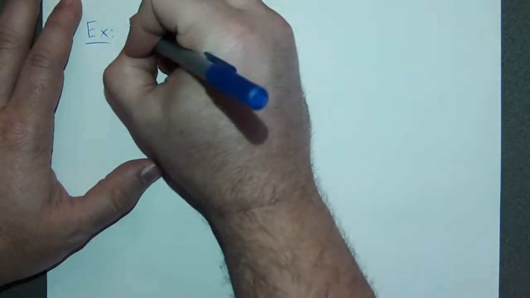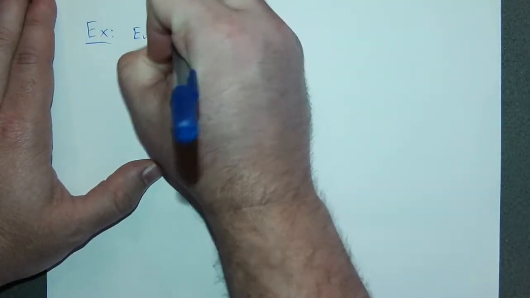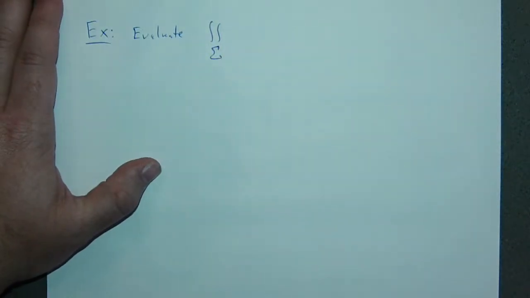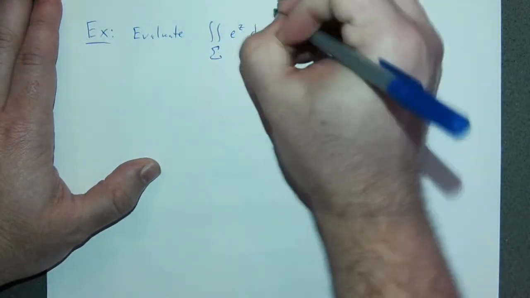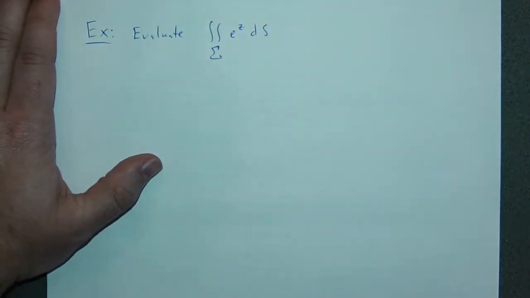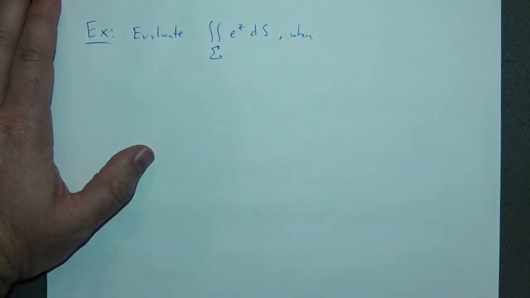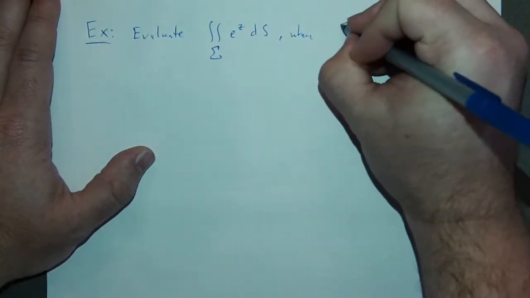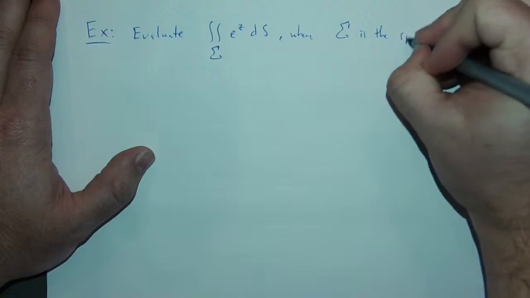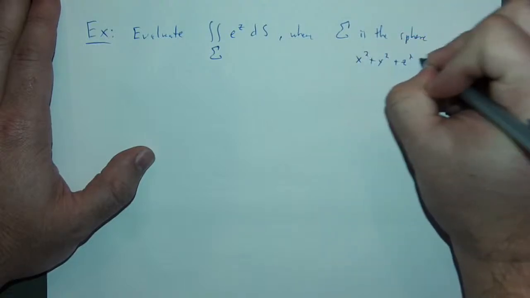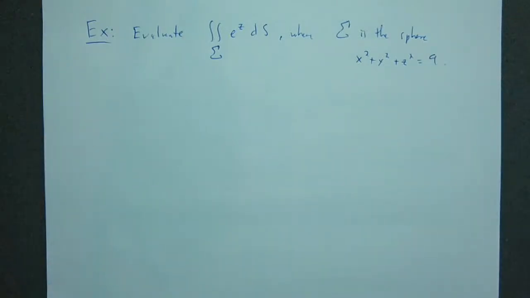So it's a good first example. Let's evaluate the surface integral of the function e to the z dS, where, remember this dS is just part of the notation. You're not doing anything extra there. Where sigma is the sphere x squared plus y squared plus z squared is equal to 9. So that's the sphere of radius 3 centered at the origin in space.